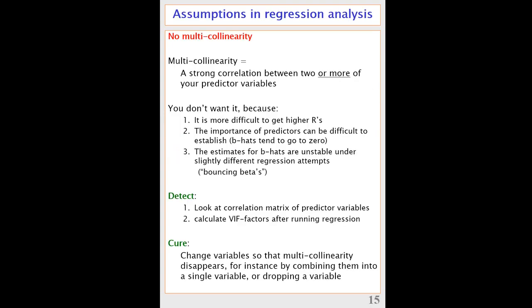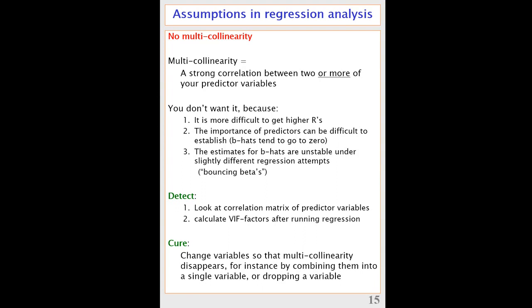Okay, let's see. So this is what it is. Multi-collinearity is a strong correlation between two or more of the predictor variables that you use, and you don't want to have it. What do you get? Well, you typically see that the estimated coefficients of these predictor variables tend to go to zero because the net benefit of any single variable is not that high.